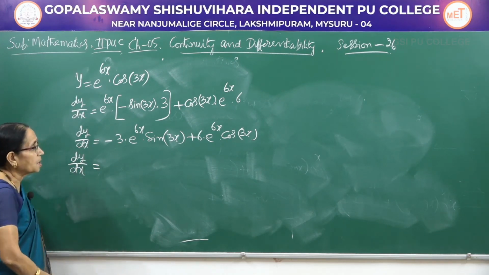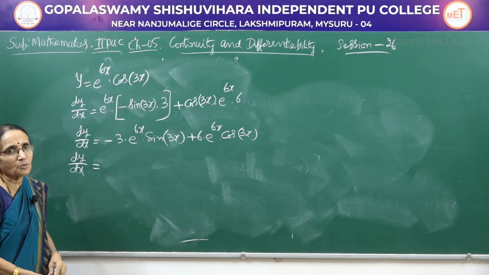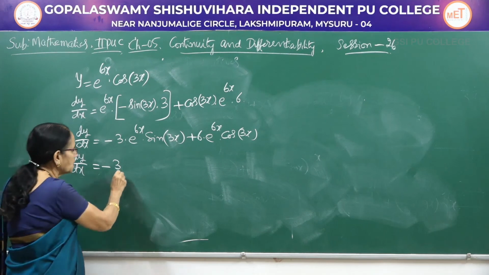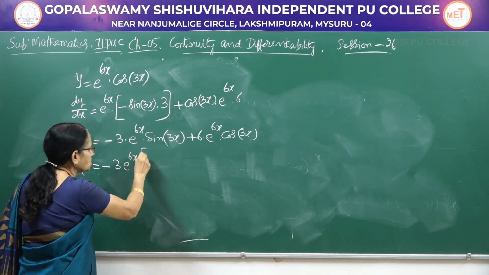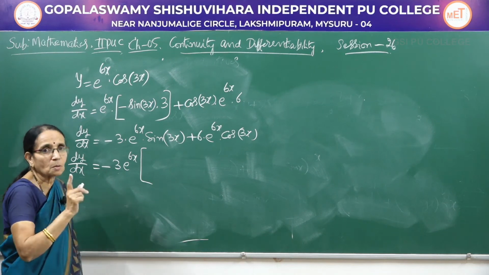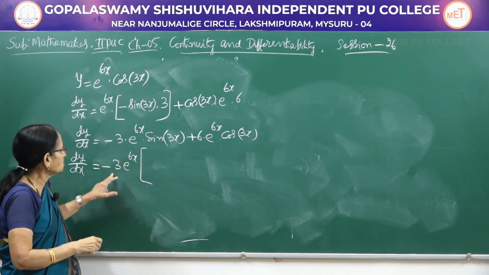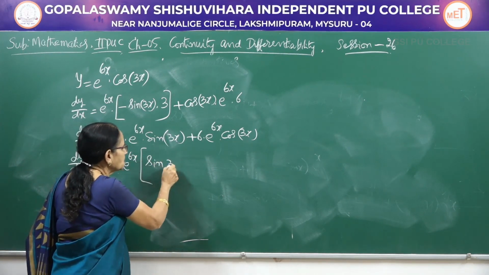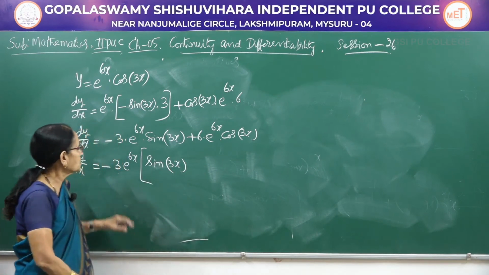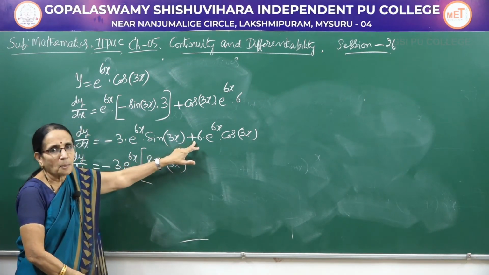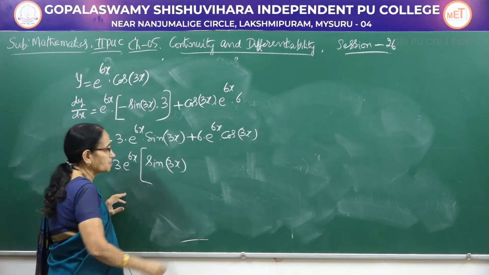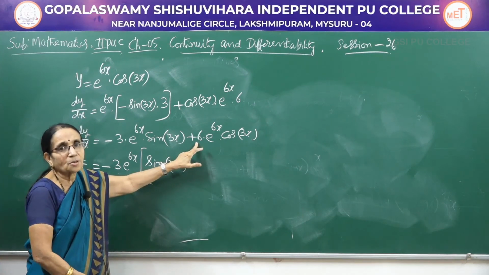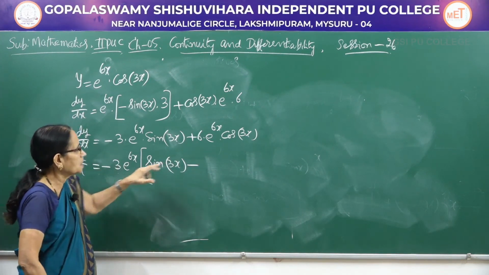In fact, you can take out the minus sign also as a common factor. Suppose I take the minus sign, minus 3 into e to the power 6x. Be careful about this when you take out the minus sign as common factor. So minus 3 is there, e power 6x is there. What is remaining? It becomes plus sin of 3x. Now look here, the term is positive. When you take out the minus sign as common factor, this becomes minus, so that when you remove the bracket, minus of minus is plus. Correct? Now 3 has been taken outside.